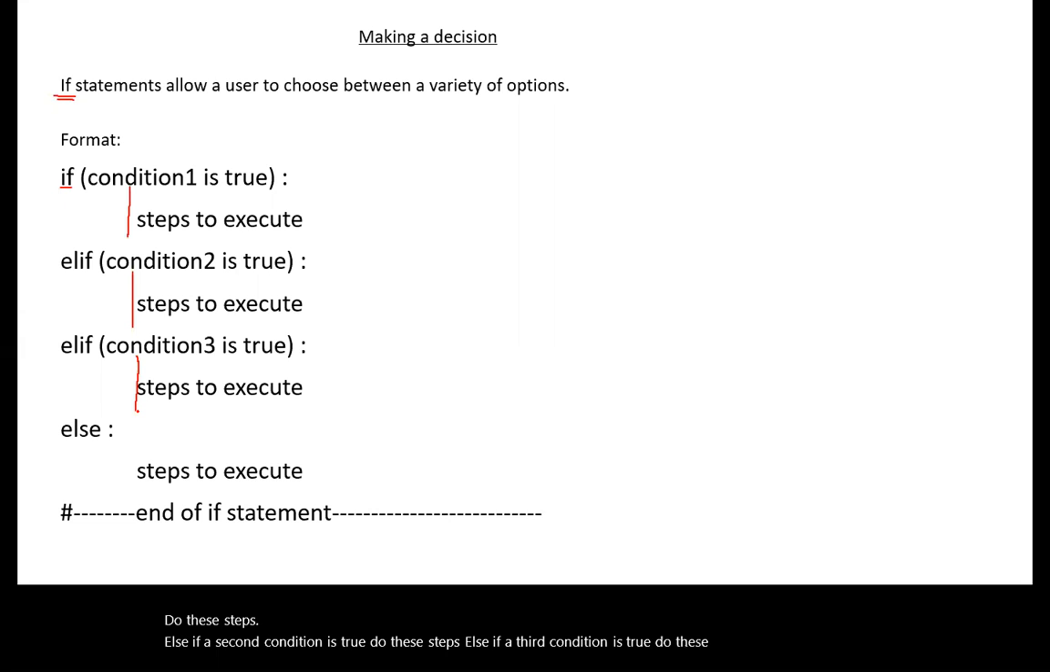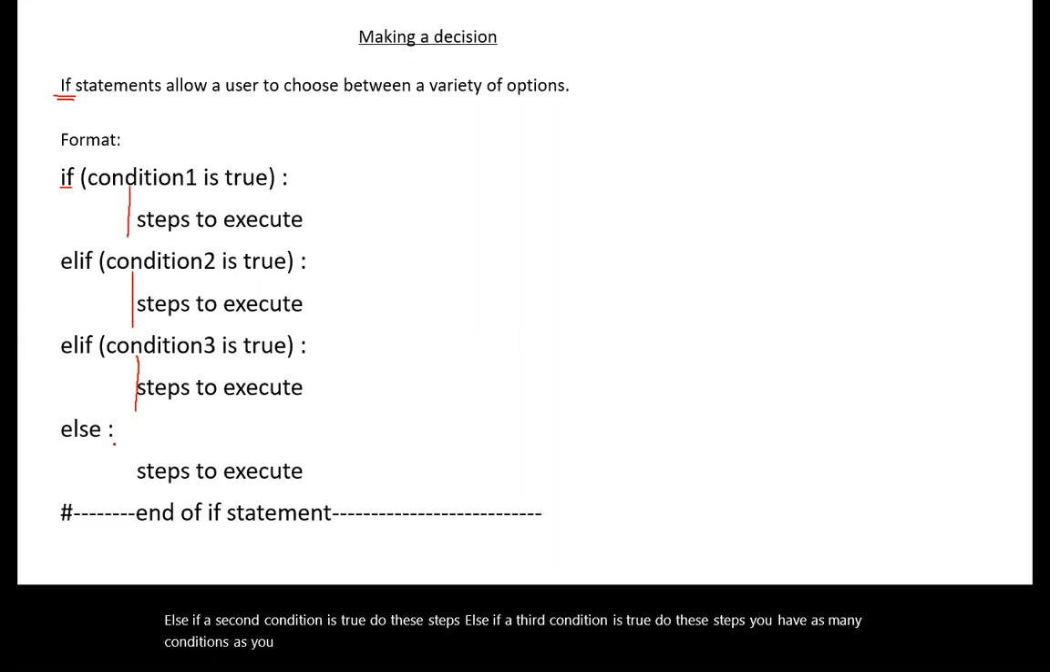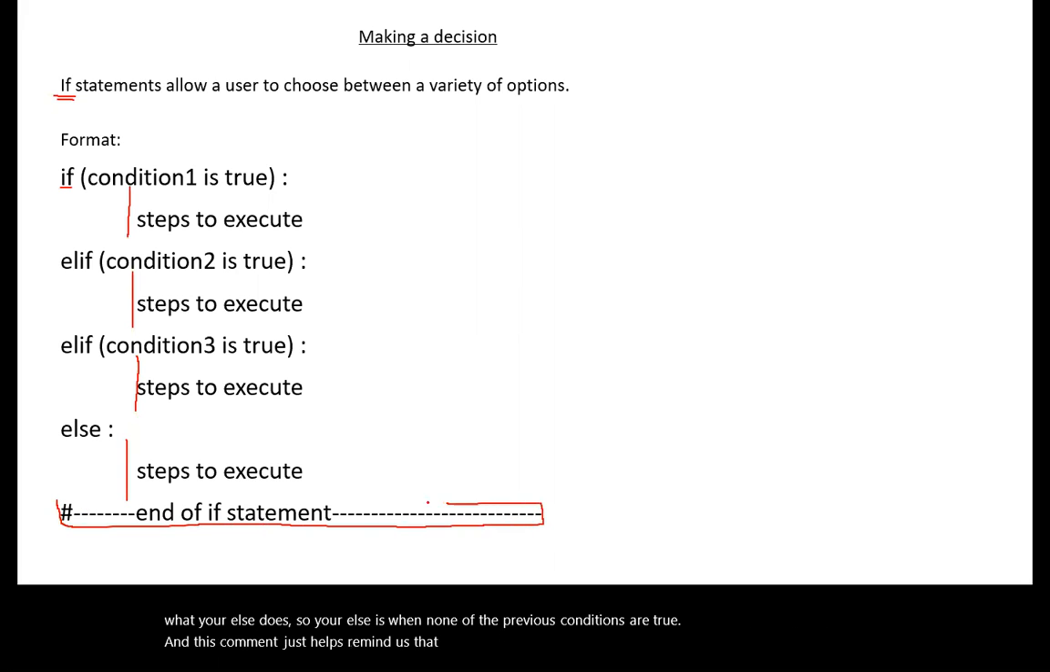You can have as many conditions as you want, and when you're done, if there's a way to say none of those are true, then do this, that's what your else does. So your else is when none of the previous conditions are true. And this comment just helps remind us that we've finished the statement and keeps us organized.